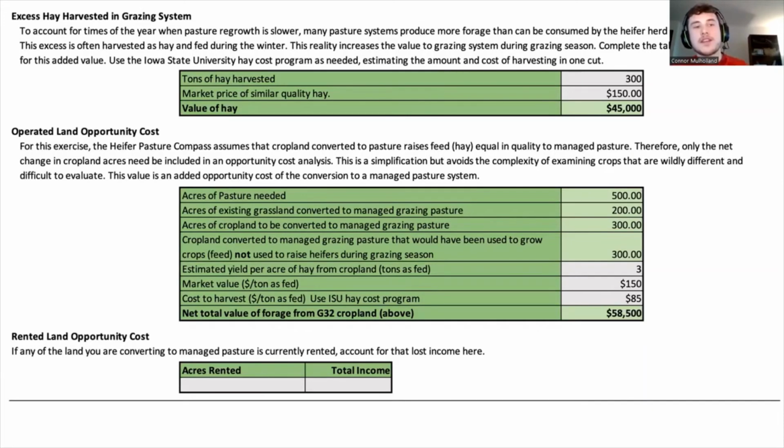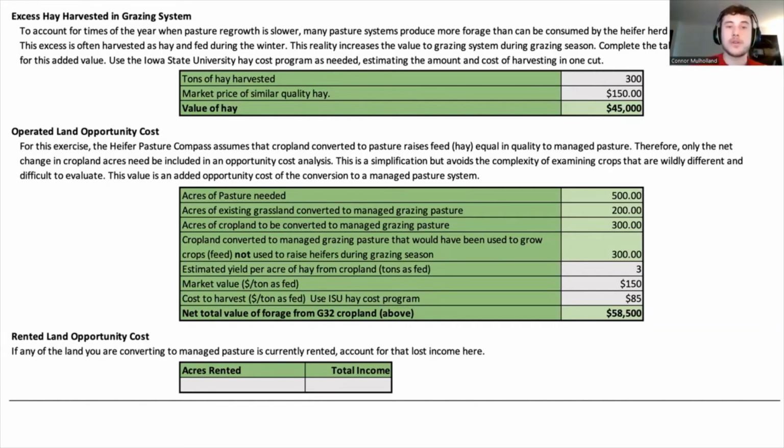The next section is operated land opportunity costs. In this case, we look at the amount of land that you took out of cropland, basically trying to attribute any lost feed from that cropland to the rest of the farm. In this case, that's about $58,000 of lost feed. So to find the true opportunity cost, it's really that $58,000 minus the $45,000, plus any rented land opportunity costs.